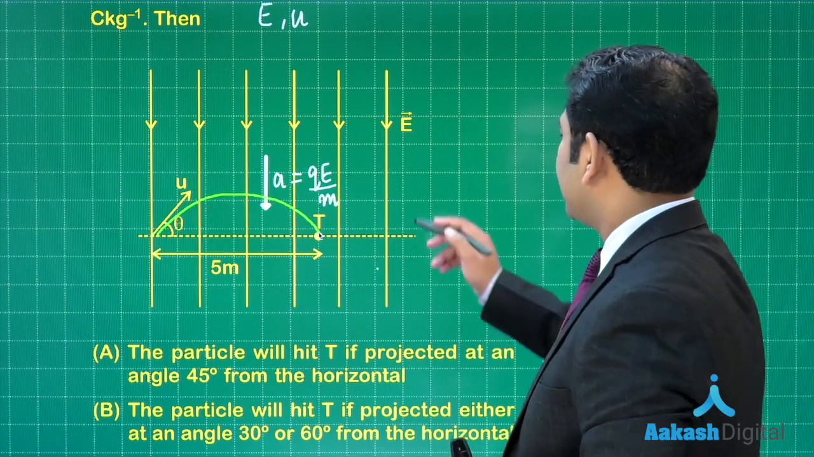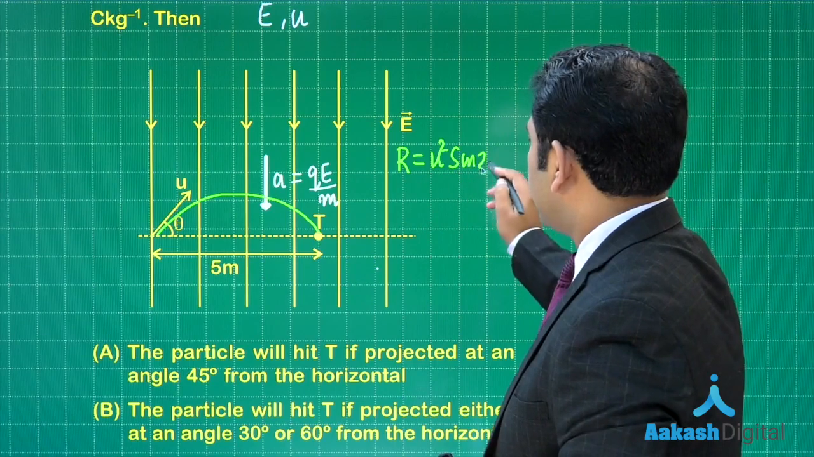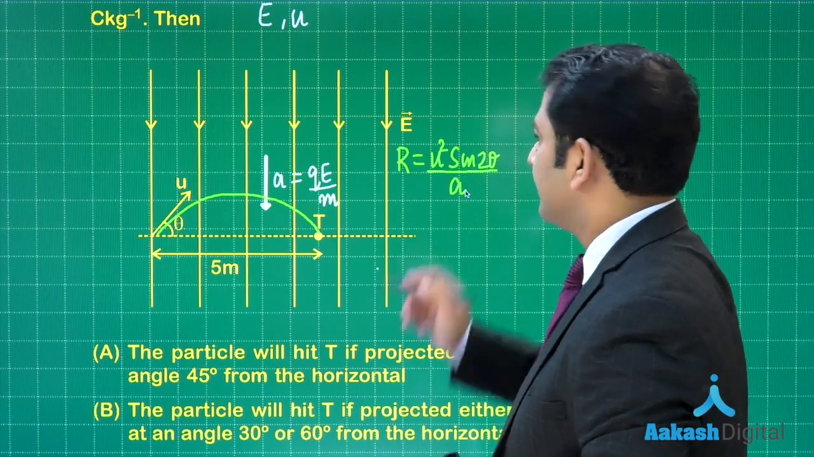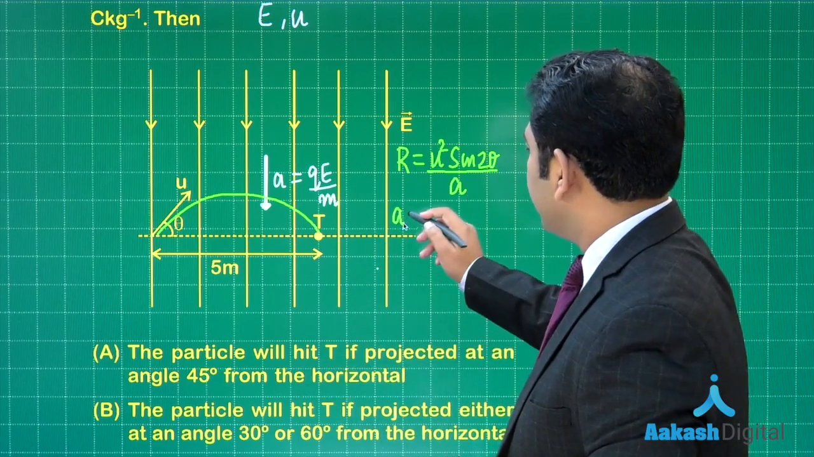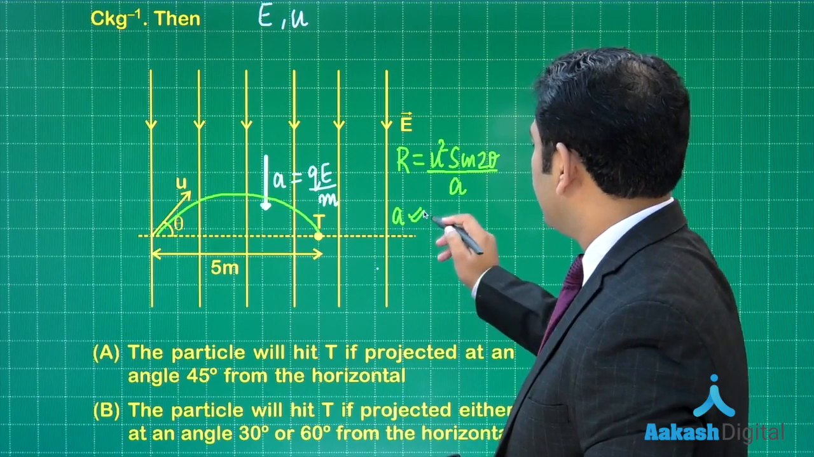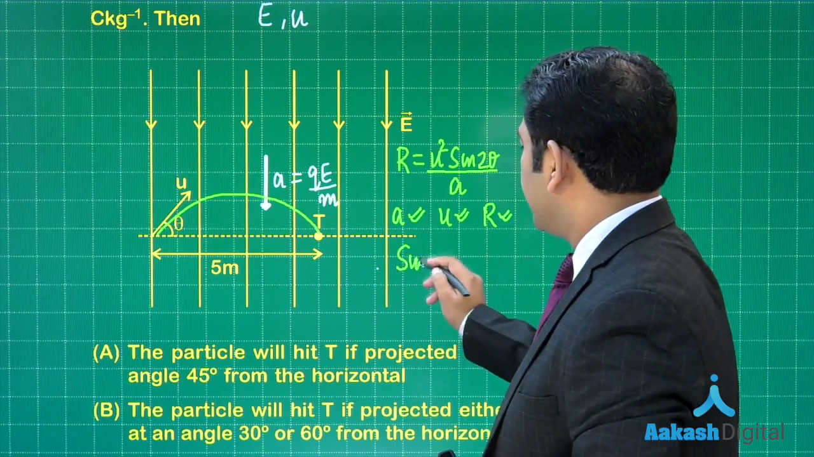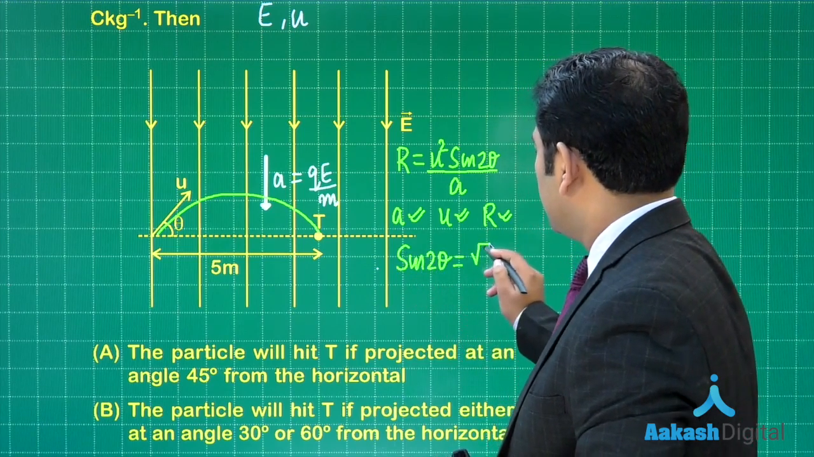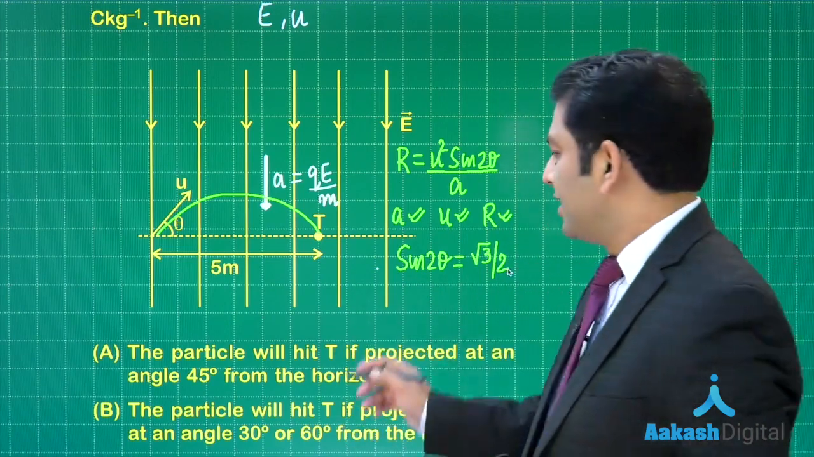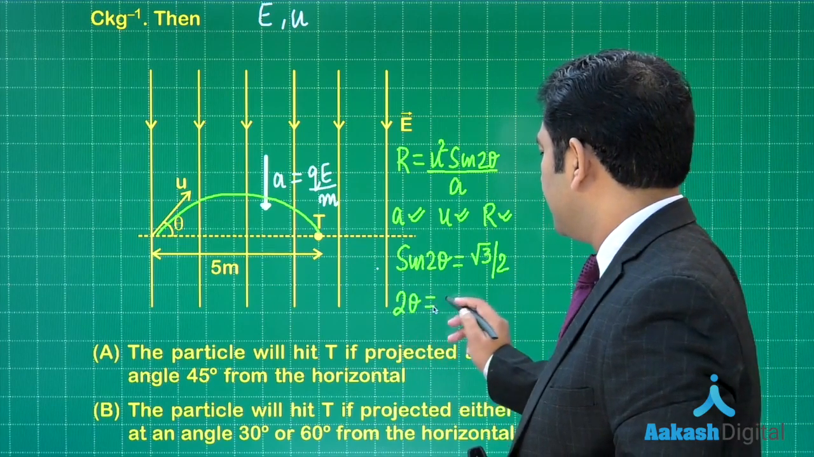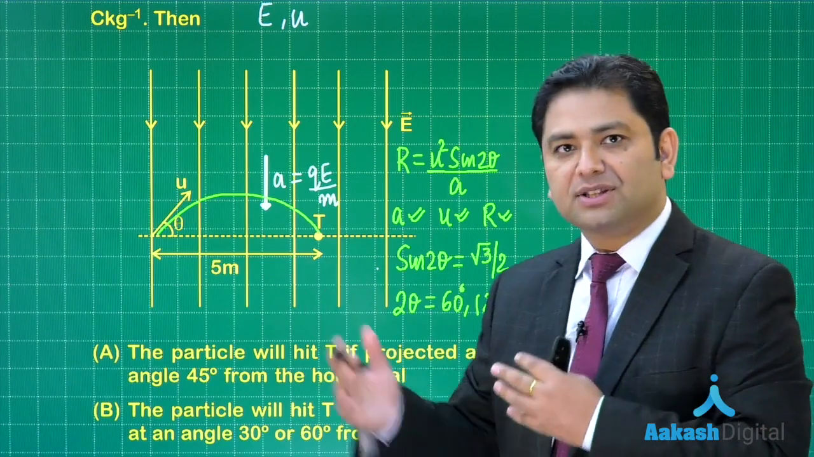So clearly 5 meter is the range. So with the help of this idea, what I can do is that range is equal to u square sine 2 theta divided by a, that's the acceleration. And you put those values as I have already given, the value of a is known, the value of u is known, the value of range is known, and when you do that, you would be getting sine 2 theta equals root 3 by 2. That's what you get. And if sine 2 theta is root 3 by 2, it means 2 theta will be equal to 60 degree and 120 degree.